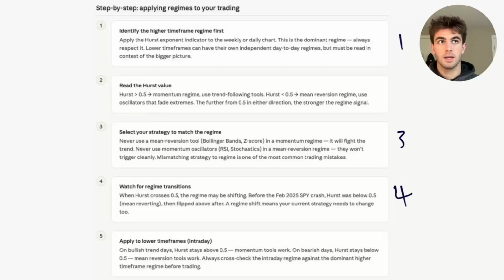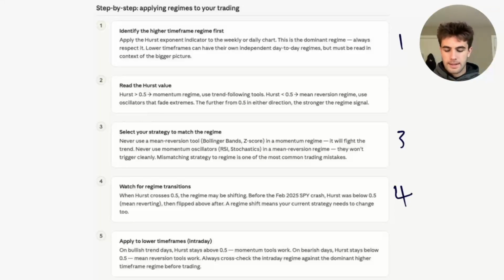And that leads right into the third step, my second step. Select the strategy to match the regime. Certain strategies are going to work better in different regimes. You don't want to apply a trend following strategy in a mean reverting market. With algorithmic trading, like I said, this should be relatively simple with just our Hurst value as an indicator and then an if-else statement of what strategy to use.